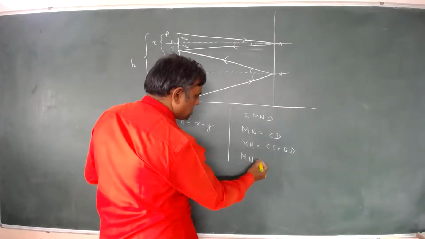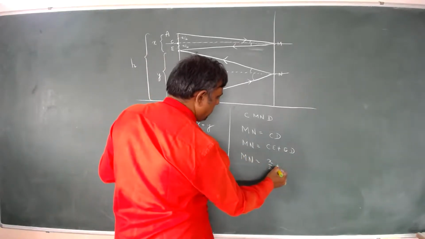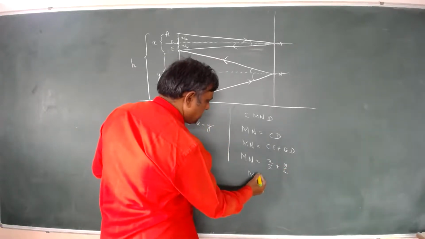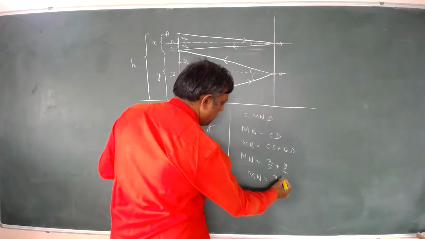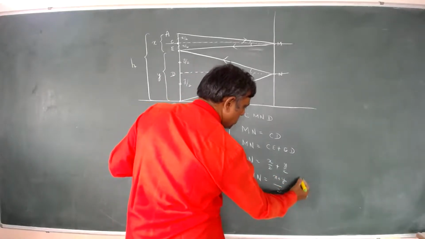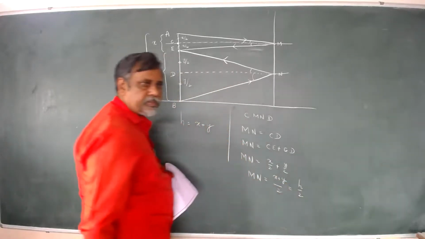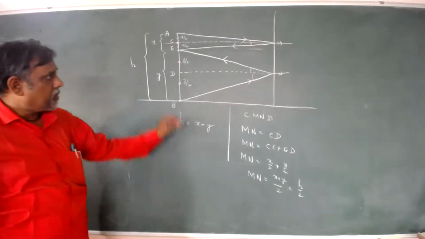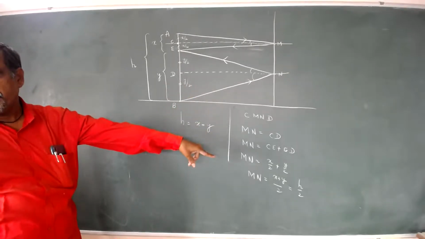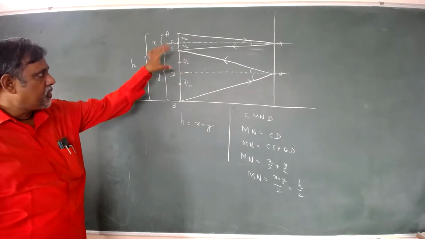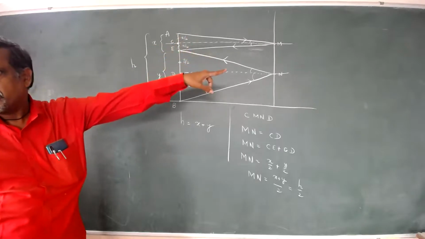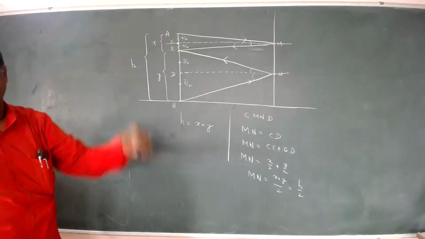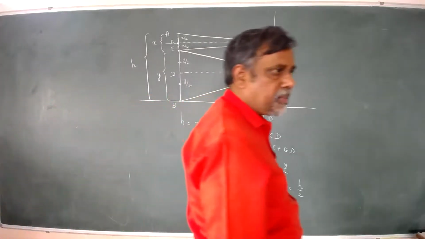MN is equal to CE, which is nothing but x by 2, plus ED, which is nothing but y by 2. That is, MN is equal to (x plus y) by 2, which is nothing but h by 2. But by means of this discussion, what can you conclude? If you want to get the full image of the person in the mirror, the size of the mirror has to be half of the size of the person. Half of the size of the man.